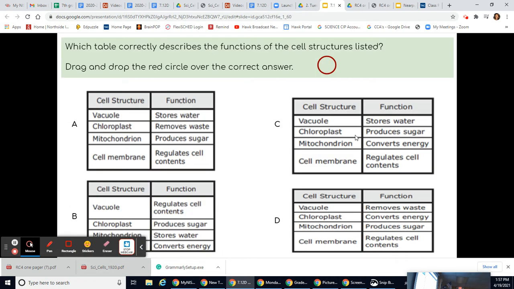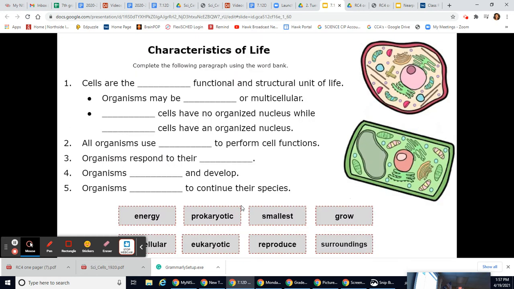Okay, so a start test question. Which table correctly describes the functions of the cell structures listed? Drag and drop the red circle over the correct answer. So here in letter A, we can see the vacuole. Yes, it stores water. A chloroplast does not remove waste. A chloroplast is found in plants, so we know they make their own food. So here we can say yes, produces sugar because it makes its own food. But down here you can see chloroplasts convert energy. So this could be a better answer.